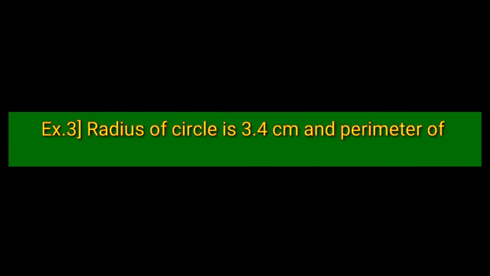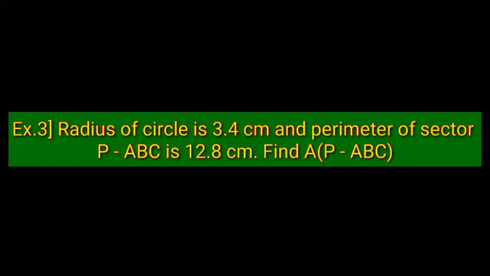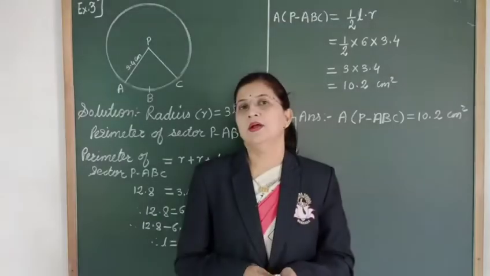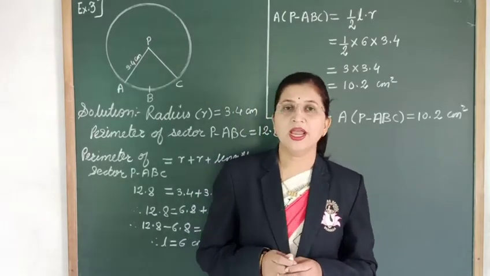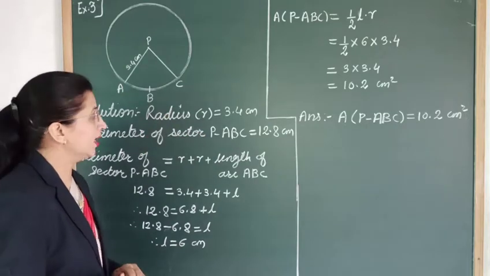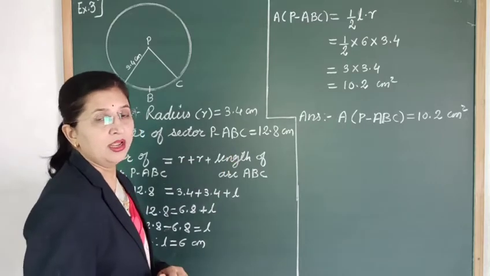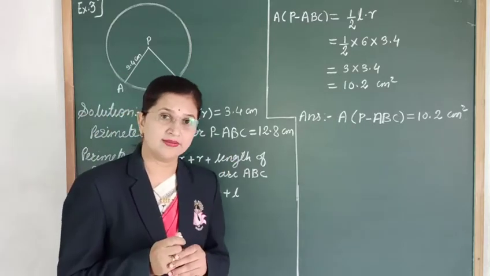Let's have another example. The radius of a circle is 3.4 centimeter and the perimeter of sector P-ABC is 12.8 centimeter. Find the area of sector P-ABC. Dear students, in this question we are given the radius, that is 3.4 centimeter, and the perimeter of sector P-ABC, and we are asked to find the area of the sector.